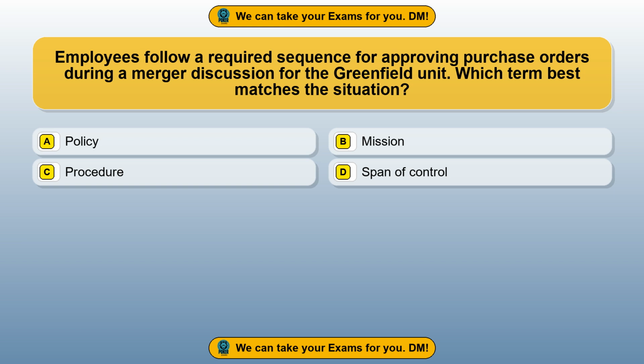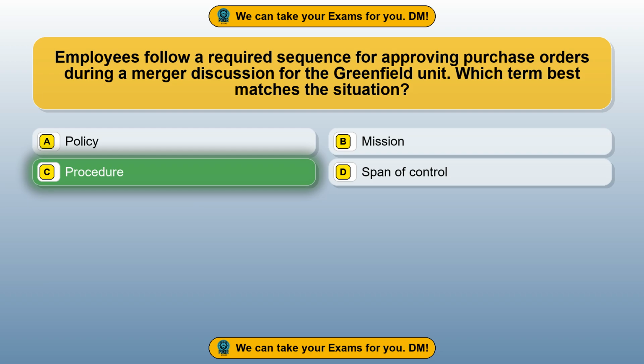Which term best matches the situation? Option A, policy. Option B, mission. Option C, procedure. Option D, span of control. The correct answer is option C, procedure.